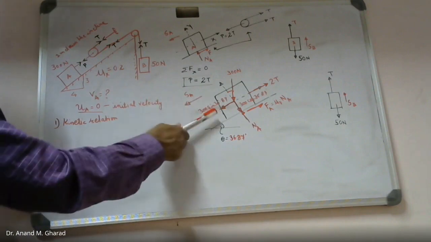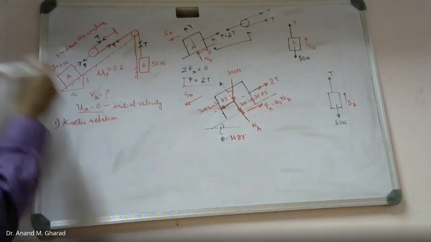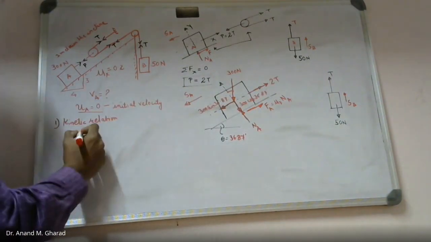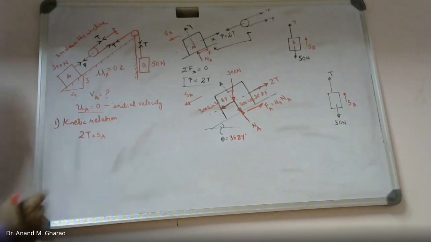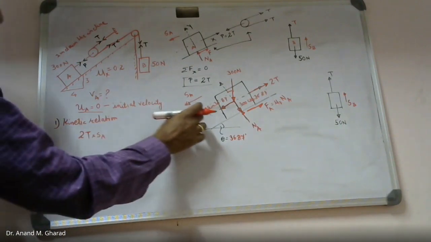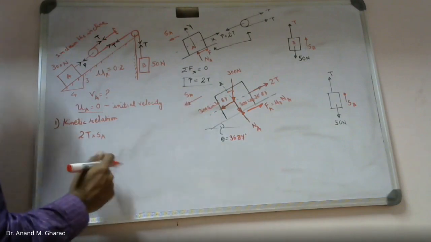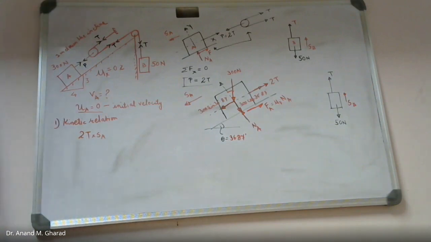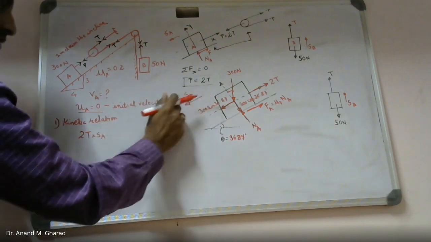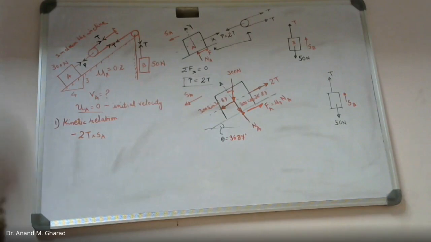Amount of work done by the force and the displacement, how much will that be? 2T into SA, am I right? And what will be the work done magnitude? Positive, negative? What should it be? Naturally, displacement and force are in opposite directions, therefore it is negative work done.